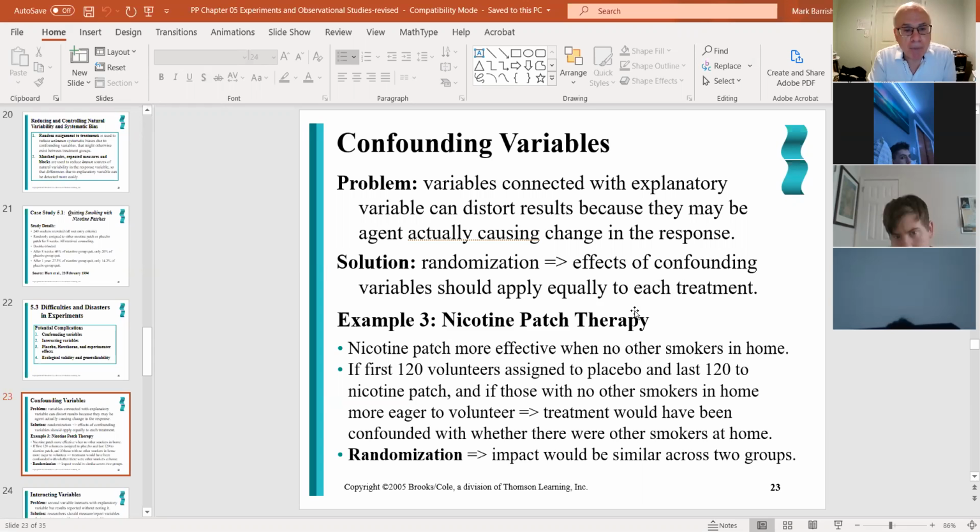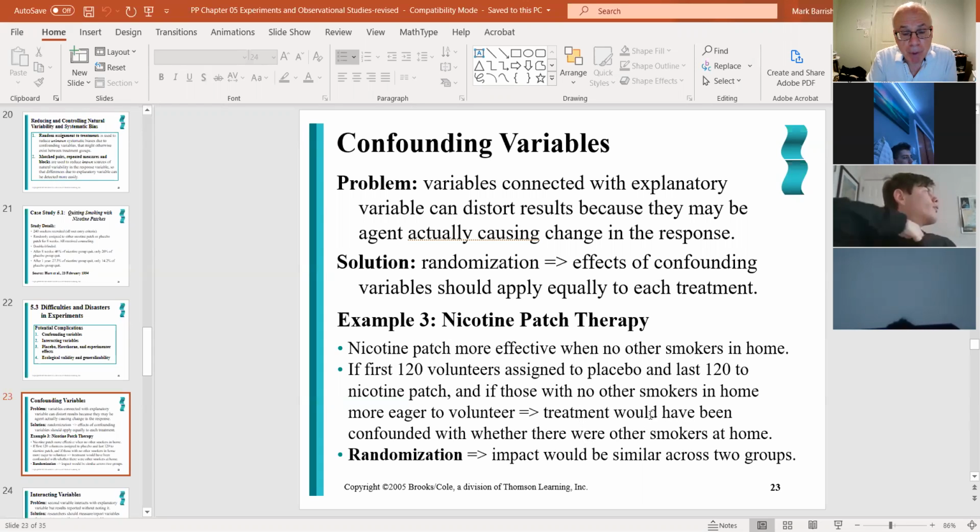All right. They gave the example, of course, of the nicotine patch therapy versus the placebo patches. How did we know that the nicotine patch was better than the placebo patch? Because we randomly assigned people to the two groups. And it's possible that there were other factors that could result in people not smoking. But by doing the randomization, we're equalizing the effects of those other possible variables.